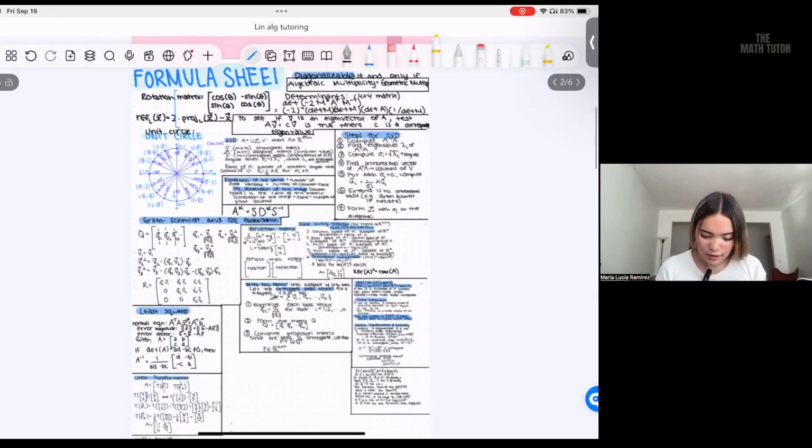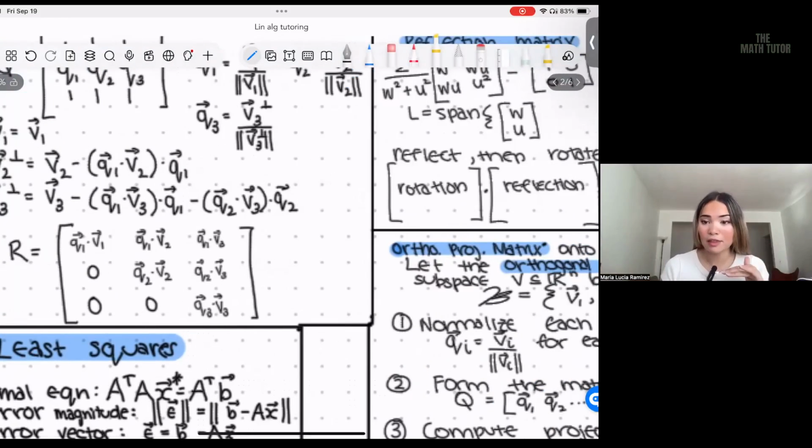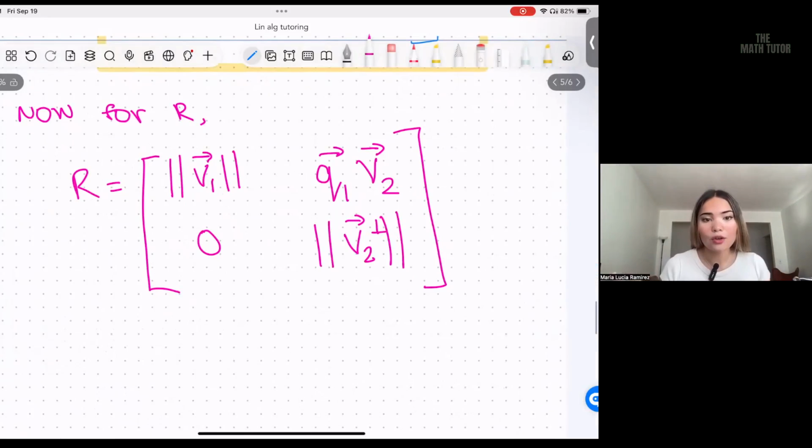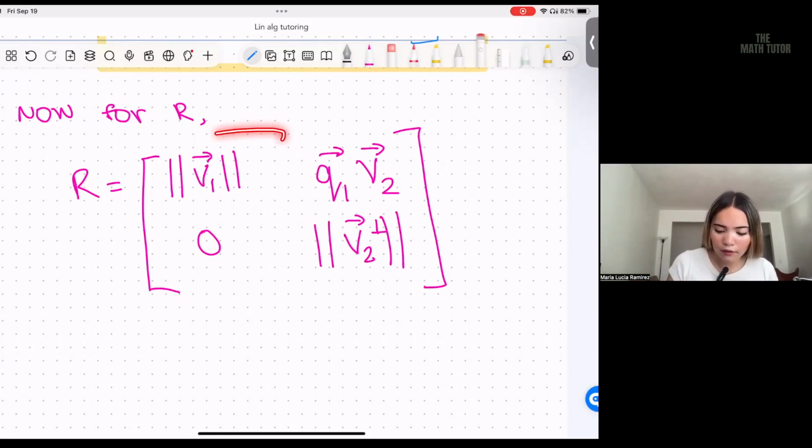So I wrote down the formula for a 3 by 3, but since we only have 2 columns, we only need to do a 2 by 2. So it's going to be this formula right here. And I would highly recommend copying this into your formula sheet. So this is the 2 by 2 matrix of R. So we already found all of these values, so we just need to plug them in.